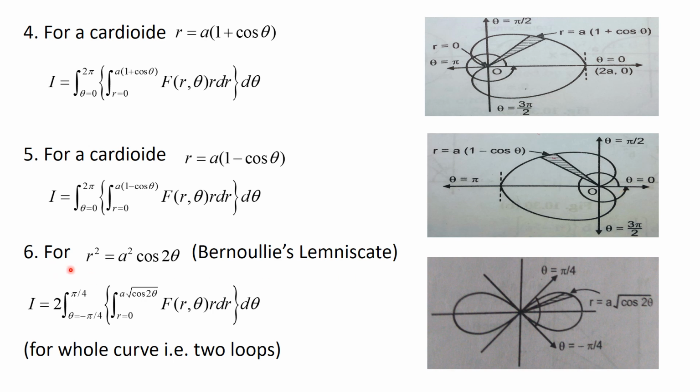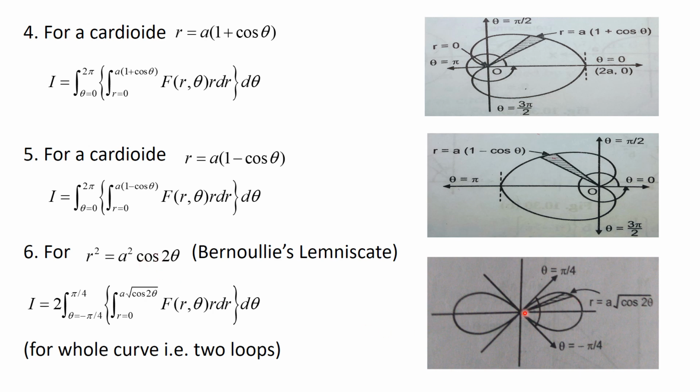Next, Bernoulli's lemniscate, which is given in polar form as r square equal to a square cos 2 theta. Now look at the limits. So this is our sector which we want to consider to cover the complete region, and for which r equal to 0 to the boundary of the curve, which is nothing but r is equal to a root of cos 2 theta. So writing the value of r in terms of theta.